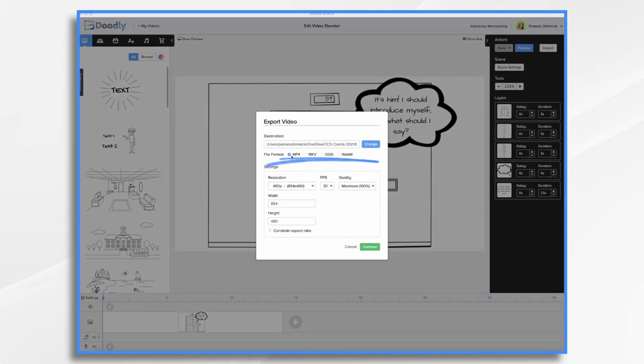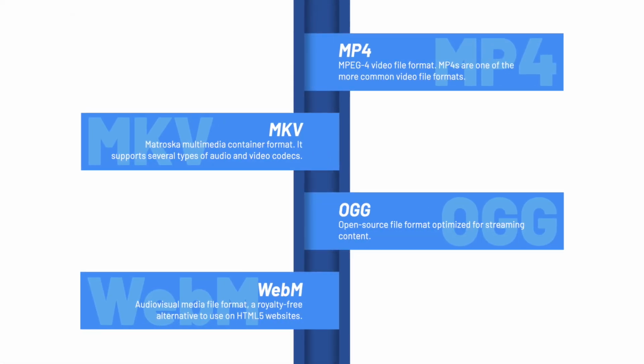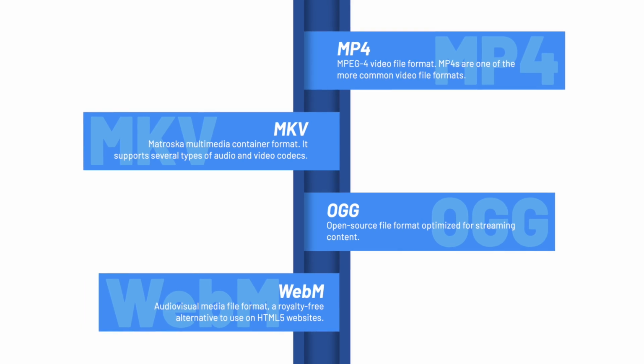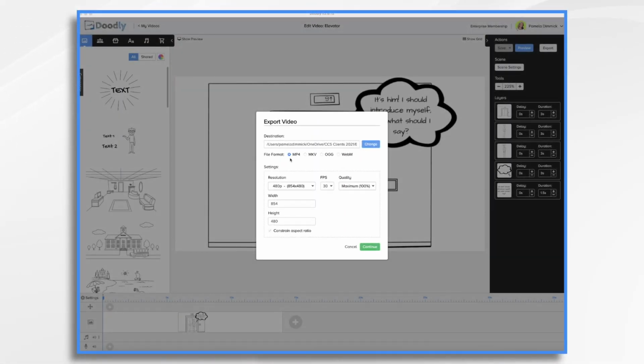So you'll see that we have 4 different file formats here that we can choose from. MP4, which is the default, MKV, OGG, and WebM. Now, they're all 4 called container formats, and they use different what's known as video codecs. So not all browsers and web players can support the different file formats.